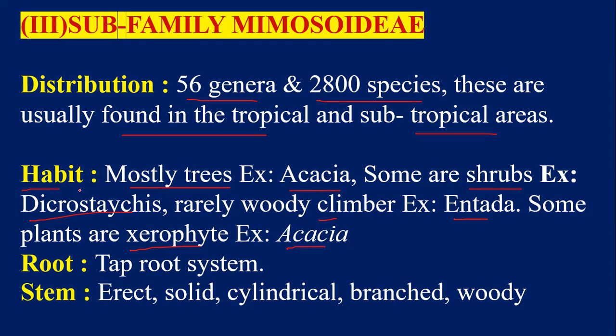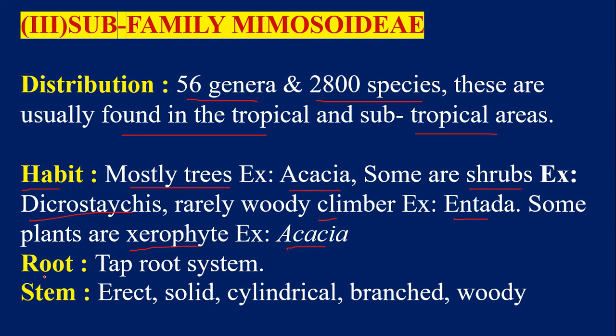Try to remember how these family members grow. Some plant species grow in the form of trees, some in the form of shrubs, some may be woody climbers, and some grow in xeric environmental conditions. Now let us discuss the vegetative parts of the plant body, vegetative characters followed by floral characters, the reproductive characters.